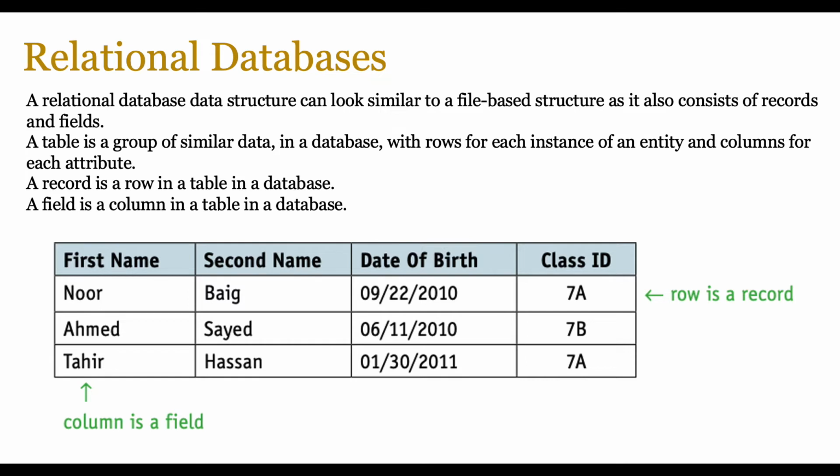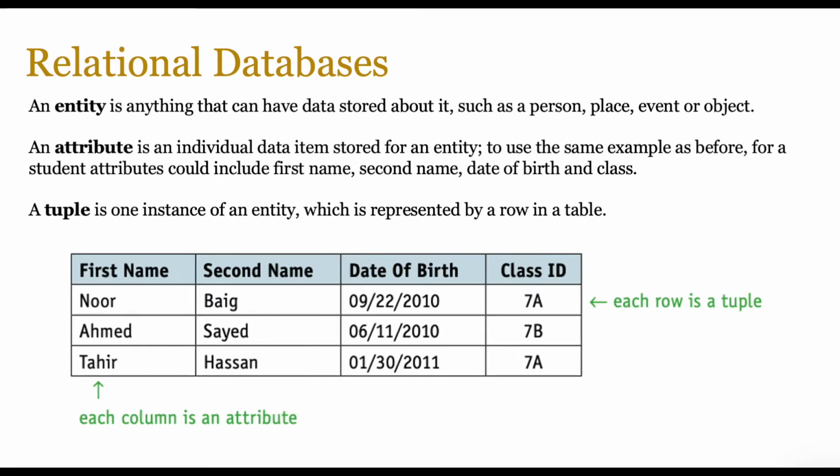So on screen, you have an example of a table, and you can see that for each student, their date of birth is there and their class ID is there. So Nurbeig's details are all in the same row, and all the first names are going to be in a column format. Okay? So pretty straightforward stuff here.